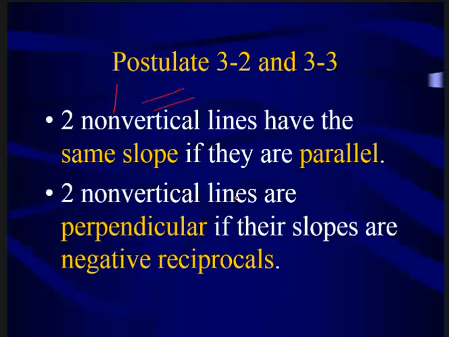Two non-vertical lines that are perpendicular. Perpendicular means they come together at a right angle, remember. I'm having a hard time making these straight, but you get the idea, they have to come to a right angle. Their slopes are what we call negative reciprocals, or opposite reciprocals.